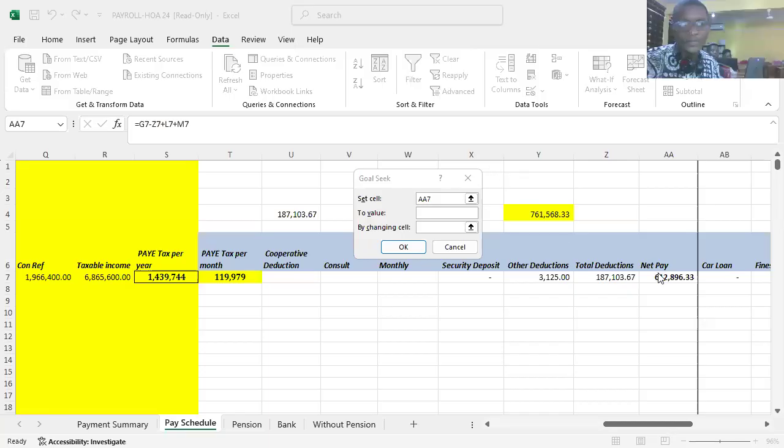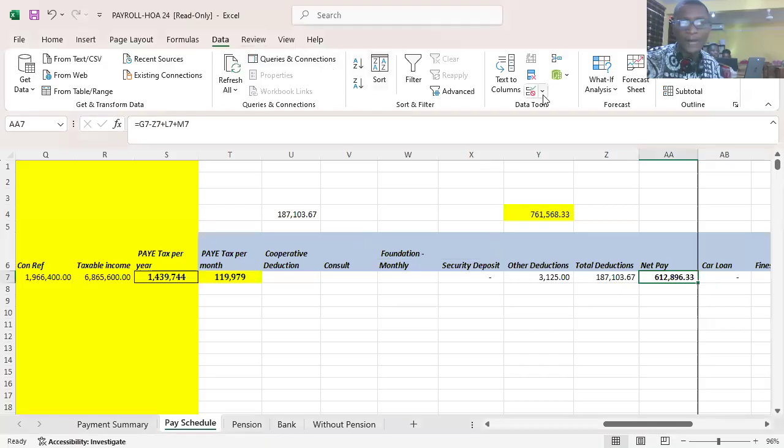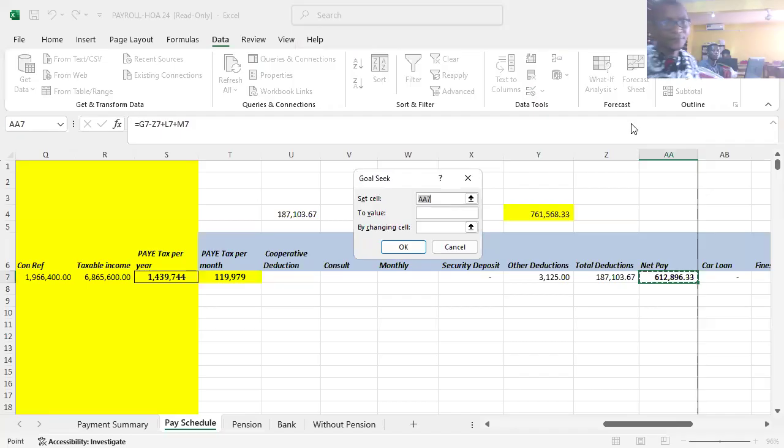So let me quickly do that again. I will click on What-If Analysis and Goal Seek. Can you see now? You will see that the first one has been picked already for net pay. The second line is the value. You will click on the second line, which is the value. That is the net pay you want to achieve.